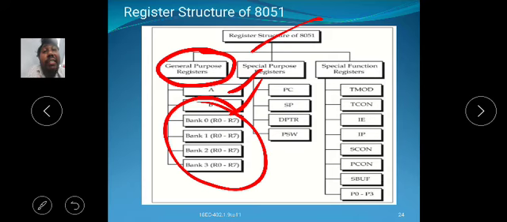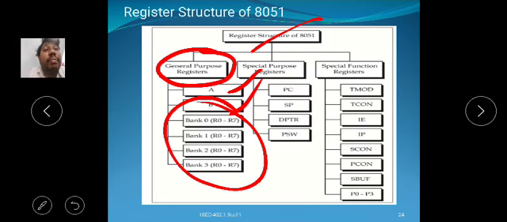The general purpose registers are the accumulator, B register, and bank 0, which contains 8 registers, register 0 to register 7, that is R0, R1, R2, R3, R4, R5, R6, R7. Bank 1 also has R0 to R7, bank 2 also has R0 to R7, and bank 3 also has R0 to R7.